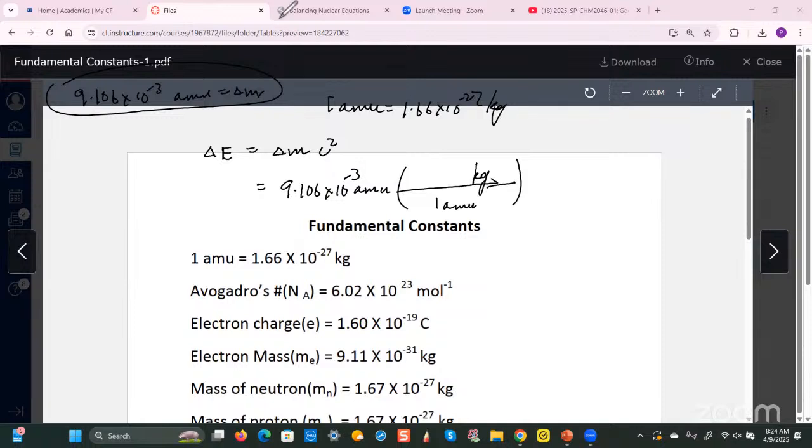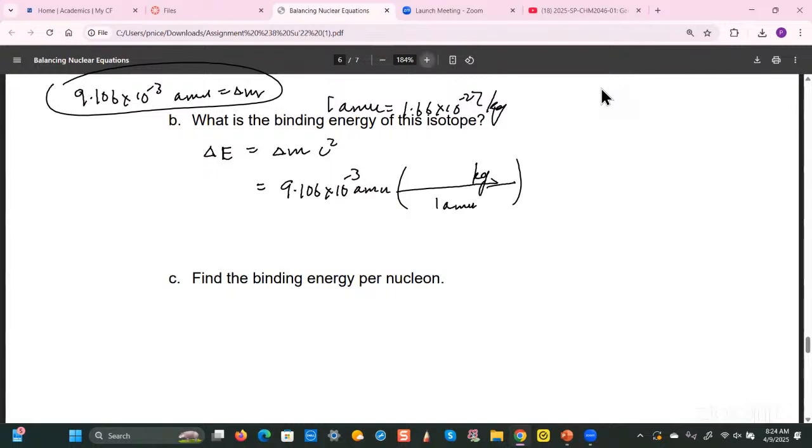So let me go back to this question. Up here, I'm going to put 1.66 times 10 to the minus 27, which will be equal to 1 AMU. And then I multiply by the speed of light, which is always 3.00 times 10 to the 8 meters per second, and all of that squared. And then we do the number crunching.